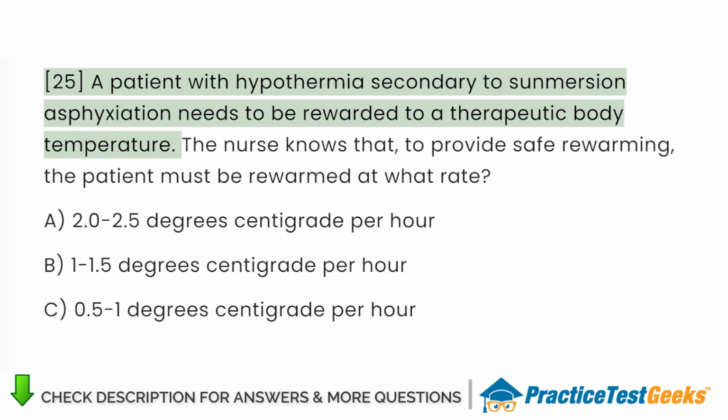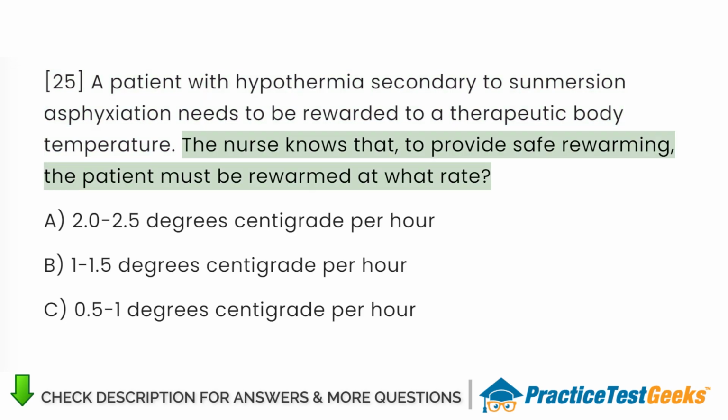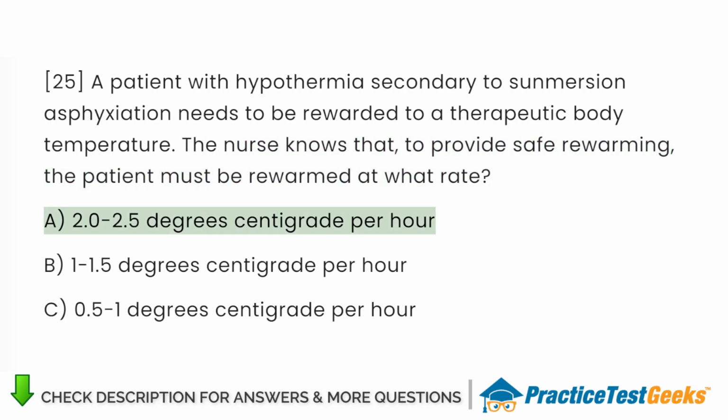A patient with hypothermia secondary to submersion asphyxiation needs to be rewarmed to a therapeutic body temperature. The nurse knows that, to provide safe rewarming, the patient must be rewarmed at what rate? A. 2.0 to 2.5 degrees centigrade per hour. B. 1 to 1.5 degrees centigrade per hour. C. 0.5 to 1 degrees centigrade per hour.